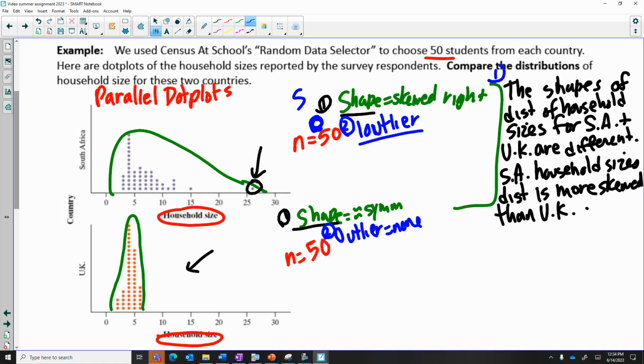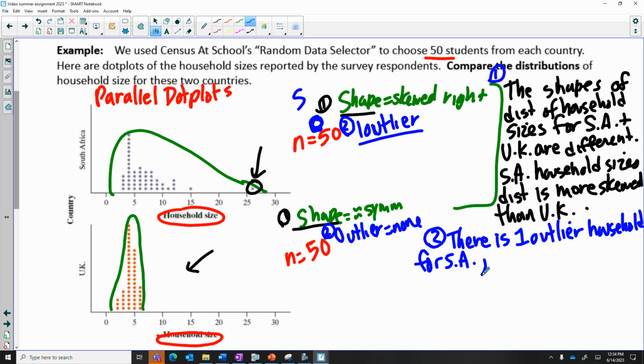Bullet point 2. There is one outlier household size for South Africa, whereas UK has no outliers, or you could say there are more outliers for South Africa than UK, something like that. Okay, that's the second comparison.